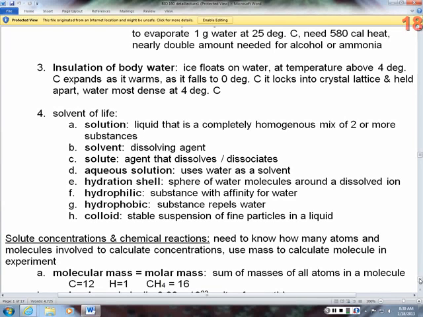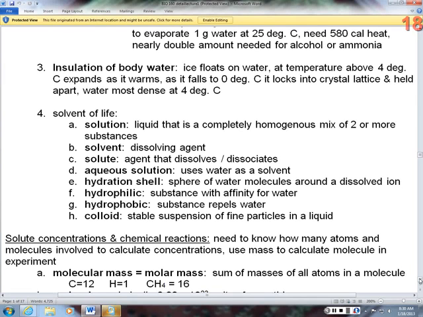The solvent is going to be the dissolving agent, and the solute is the solid agent that dissolves or dissociates. So we call it an aqueous solution when we use water as a solvent. It's got its own name because it is such a common solvent.